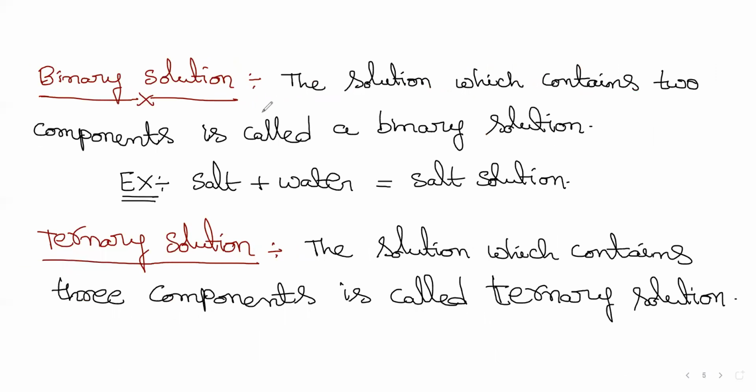So next one is a binary solution. What is a binary solution? A solution which contains two components is called a binary solution. So for example, salt plus water, that is a salt solution. Ternary solution: the solution which contains three components is called a ternary solution. So let's come to the next slide.